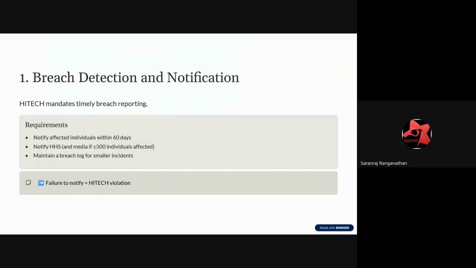These are the requirements under HITECH for mandatory timely breach reporting. Okay, so failure to notify equals a HITECH violation. Remember, from an exam point of view, failure to notify the breach of the patient's protected health information is going to be a HITECH violation. They may ask you the question, HIPAA violation or HITECH violation, something like that. Remember, it's a HITECH violation when you miss notifying.